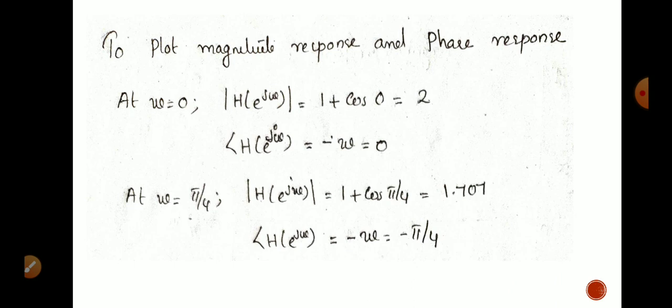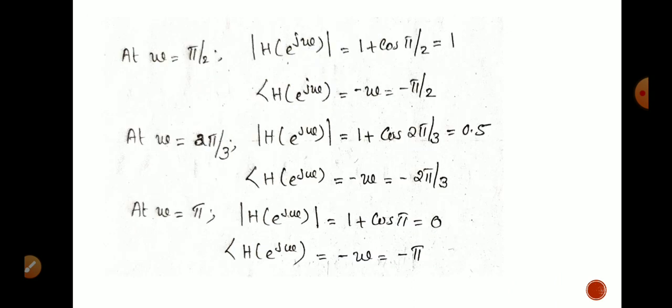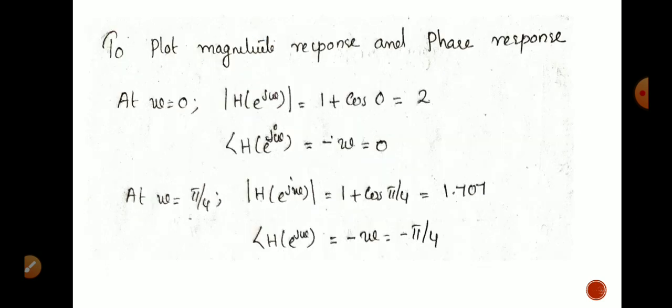Then to plot the magnitude response and phase response, we are taking the values omega equal to 0, pi by 4, pi by 2, 2 pi by 3 and pi. At omega equal to 0, modulus of h of e raised to j omega equals 1 plus cos omega. Here cos 0 becomes 1, then 1 plus 1 equals 2. Angle h of e raised to j omega equals minus omega, so substituting omega as 0, we get the angle as 0.